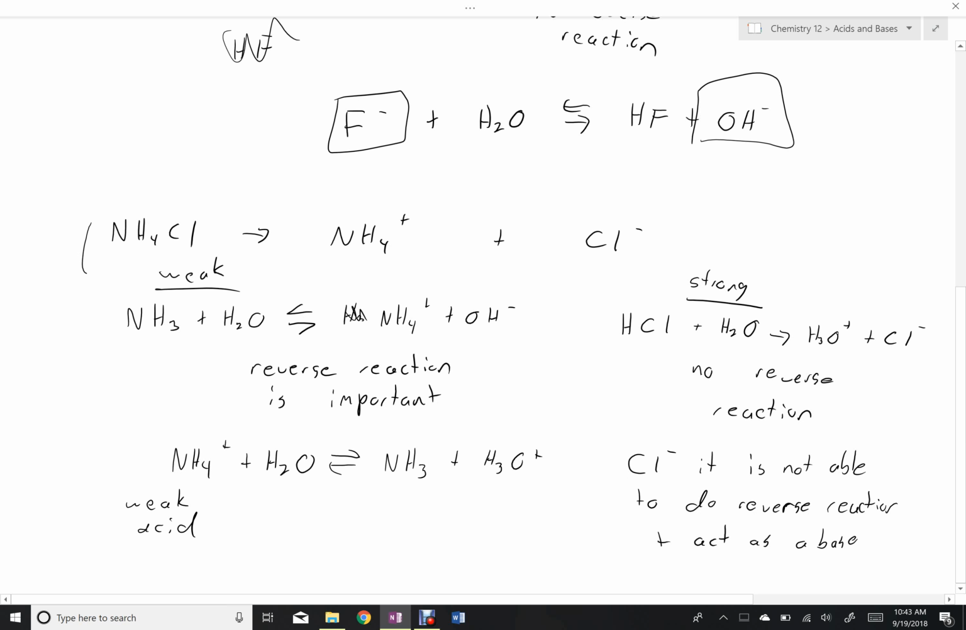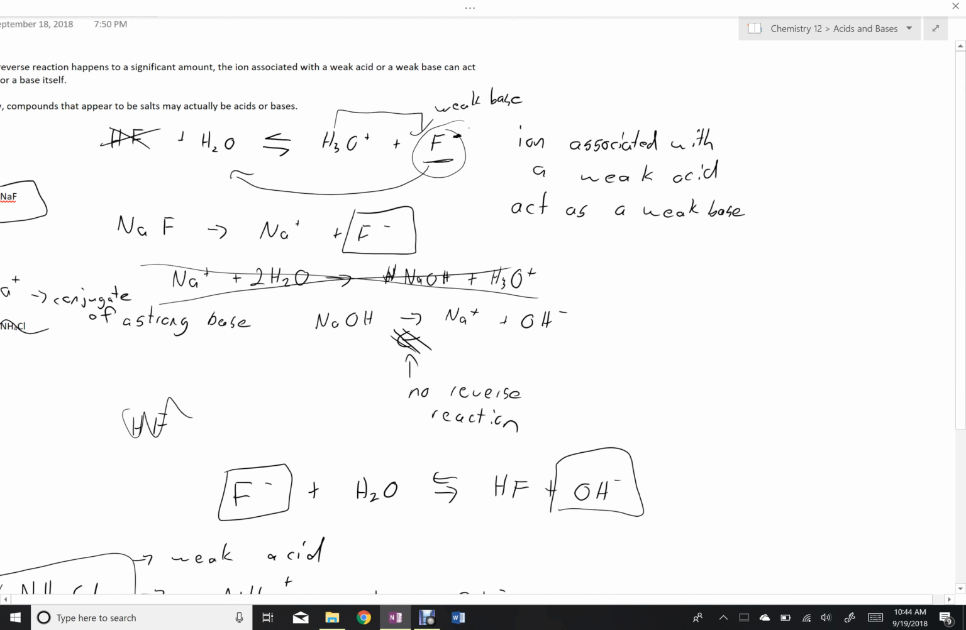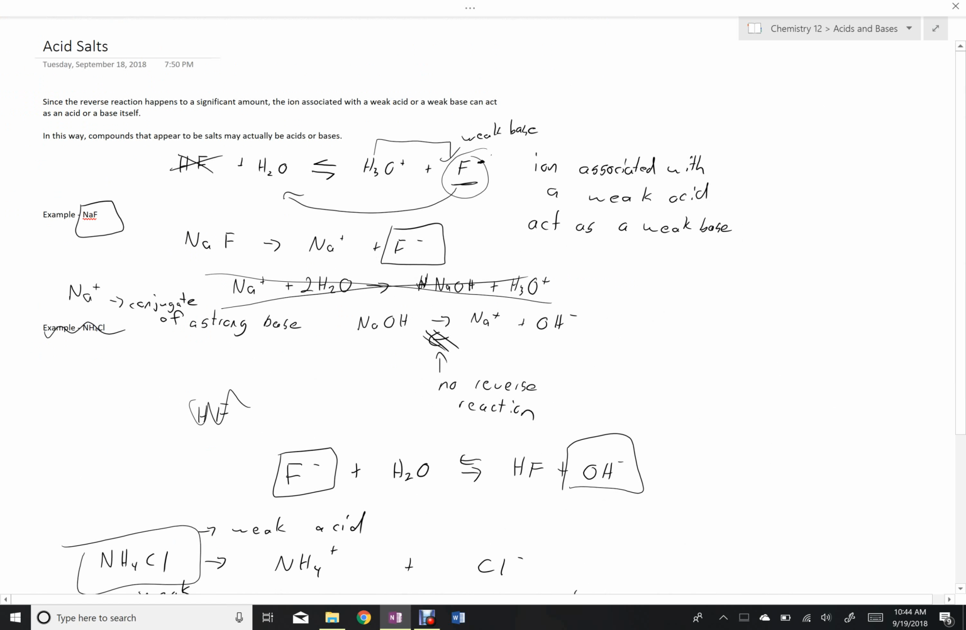So we took this original compound, which had no clear acid or base properties, and we used it to determine that if we put this in, because this can act as a weak acid and this doesn't act at all as a base, this will actually act as a weak acid. We call these acid salts or base salts because they're just a salt. It doesn't appear like they should be an acid or a base, but their ions actually have acid or base properties based on reverse reactions associated with weak acids or weak bases.